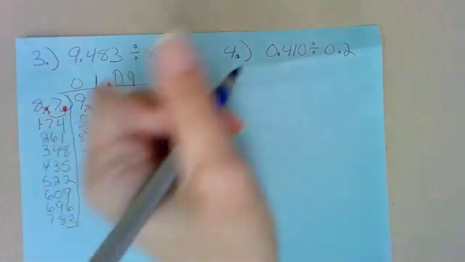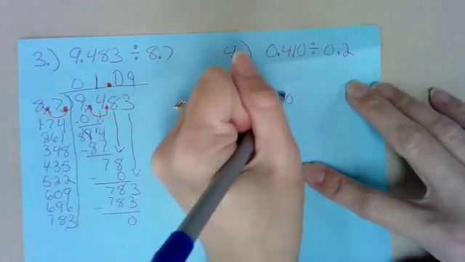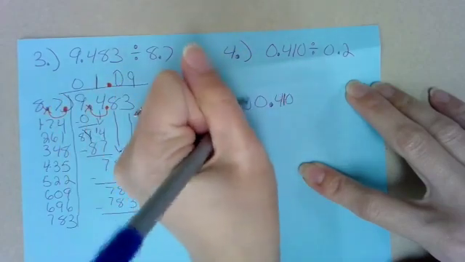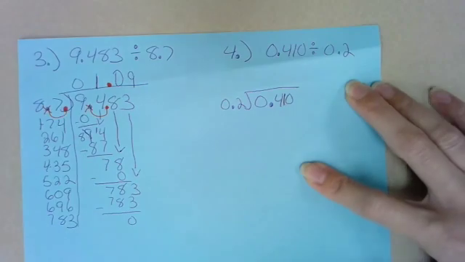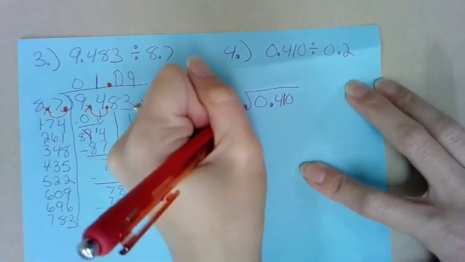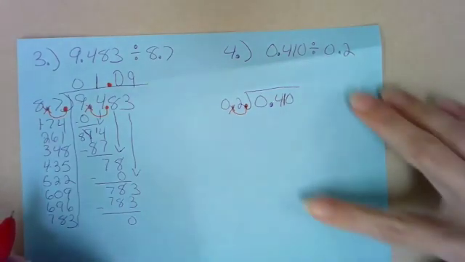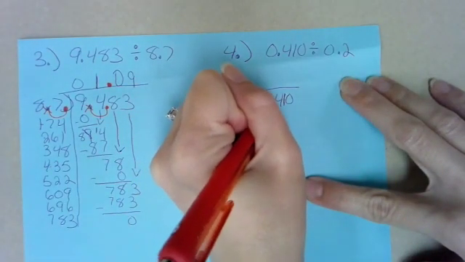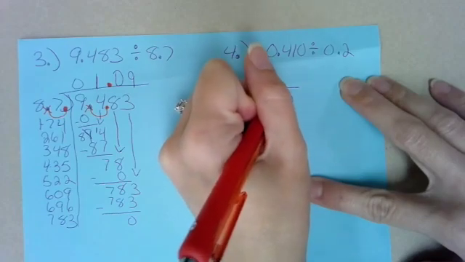Number 4, we have 410 thousandths divided by 2 tenths. Since we have a decimal in our divisor, we move it to the right to make it a whole number. We only moved it one time, so we only move it one time in our dividend. And then we move it straight up to the top.